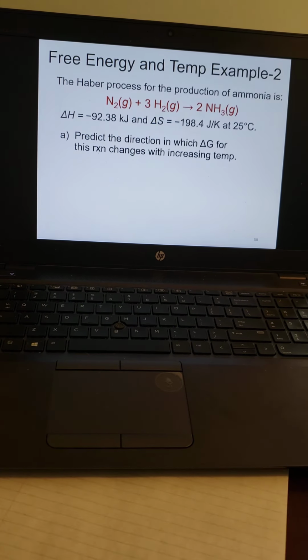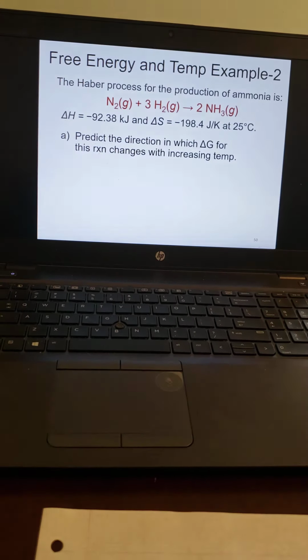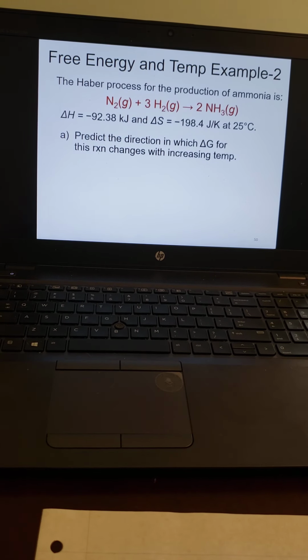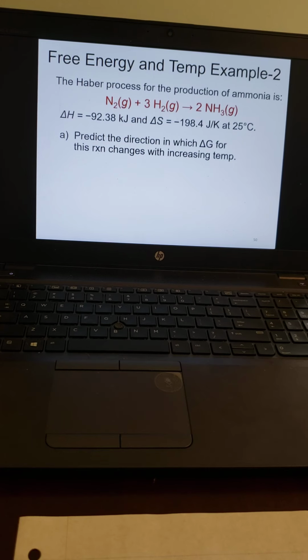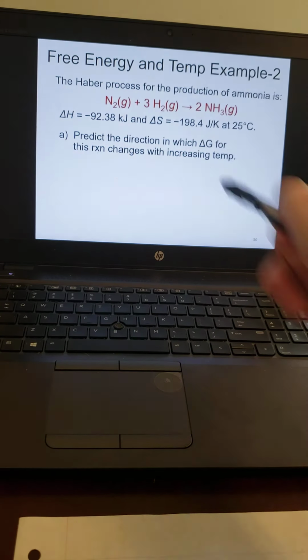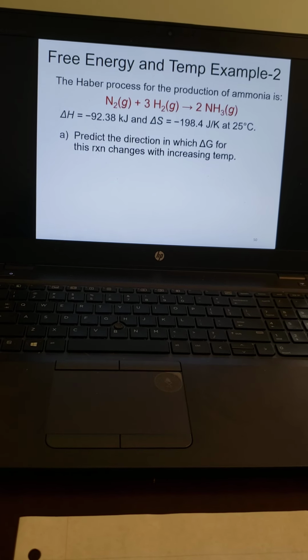They tell you that the delta H is negative 92.38 kilojoules. That means that energetically this is favorable. It's spontaneous from an enthalpy perspective. But delta S is negative 198.4 joule per Kelvin at 25 degrees Celsius. And that makes sense, right? I would predict a negative here because you're going from 4 moles to 2. You've decreased the entropy. This is not favorable.